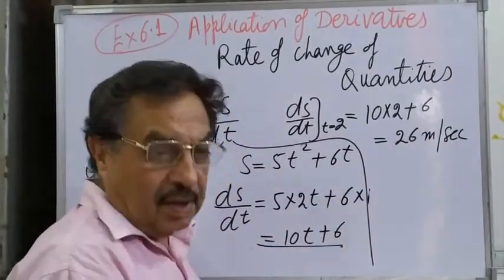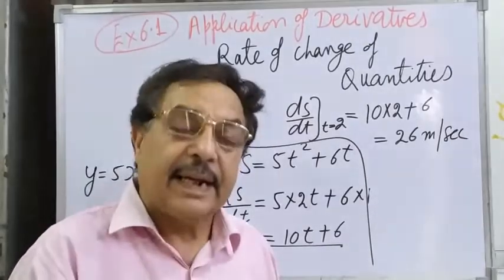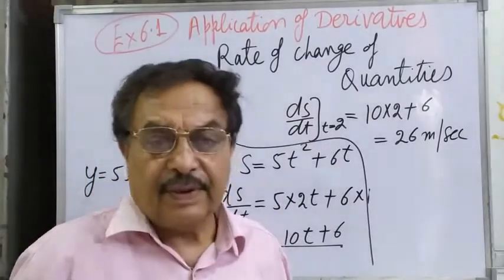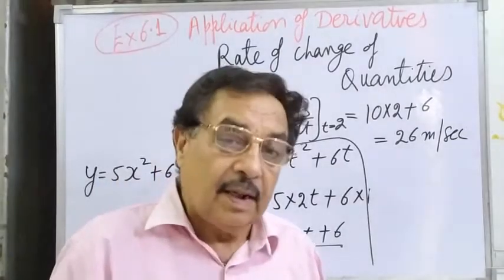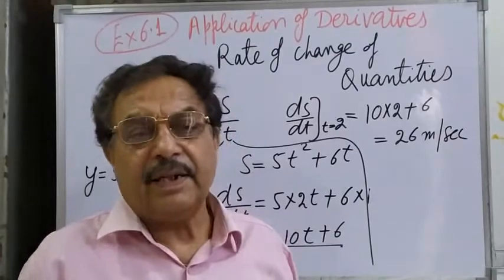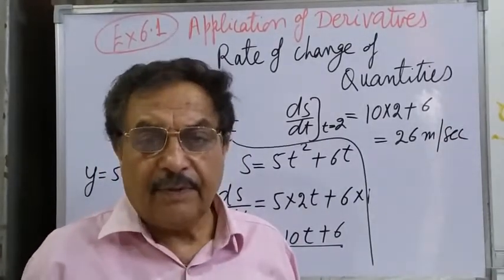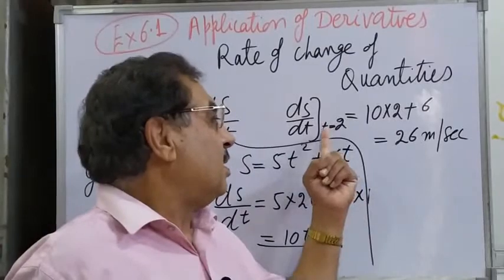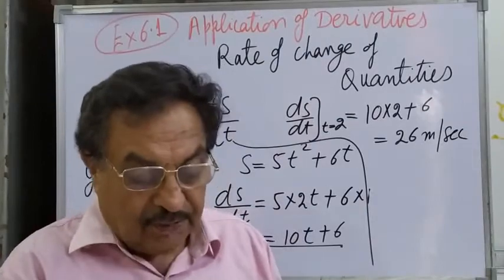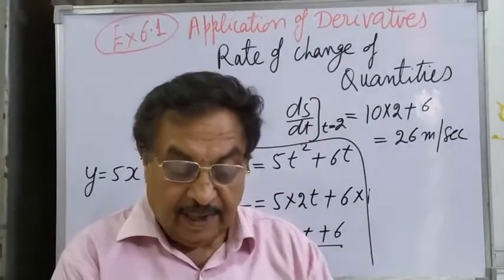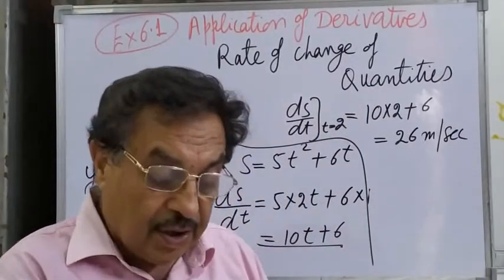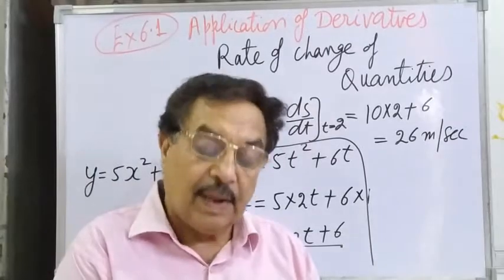You can say velocity. At that moment, after 2 seconds, ds by dt is basically called the velocity. Those who do not have science, they must have learned in the 10th class that s by t is called the speed or velocity. So ds by dt, when t is exactly 2 seconds, 26 meter per second is the velocity. So this is what I had told you: the derivative gives the instant rate of change of one quantity with respect to another quantity.